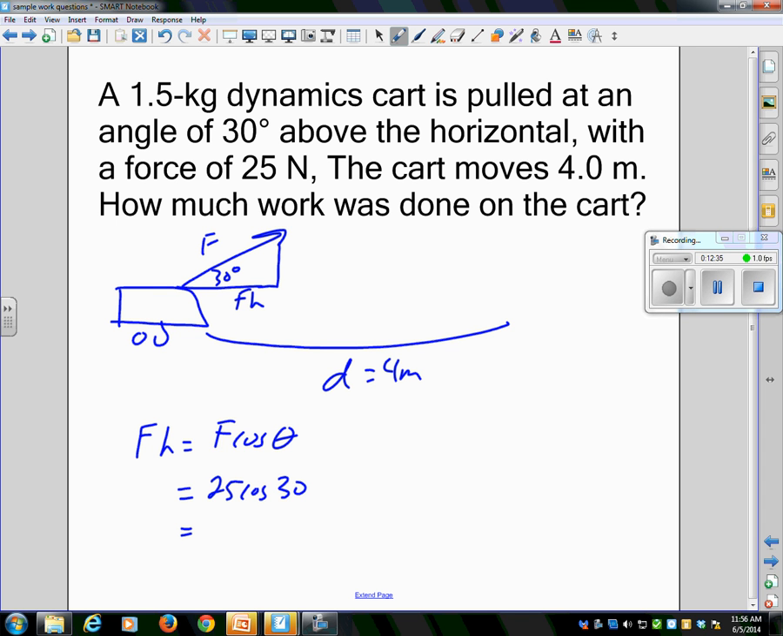Seems right. 25 times cos 30 is 21.7. So 21.7 newtons of force is actually put into it going sideways. W equals FD. 21.7, the distance is 4 meters. 86.6 joules.